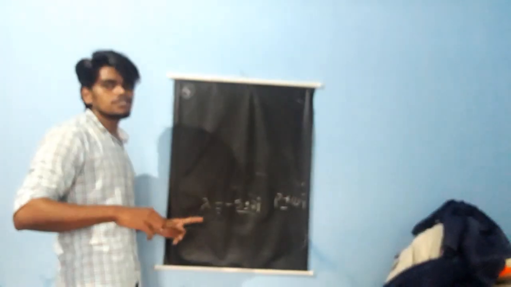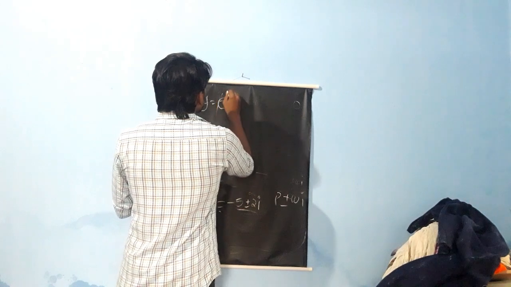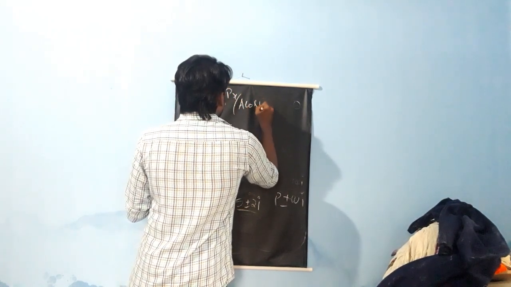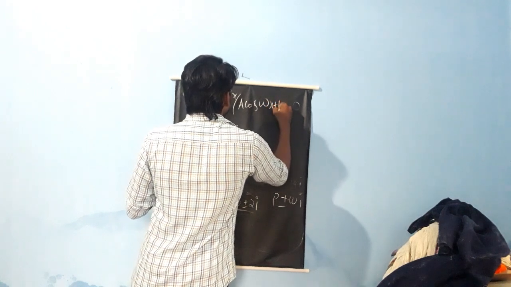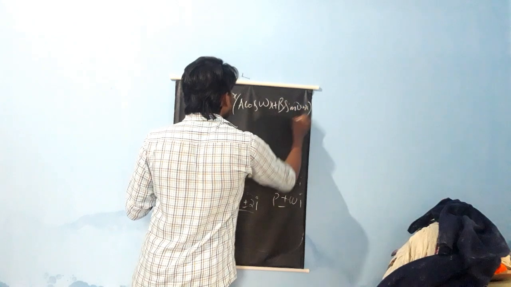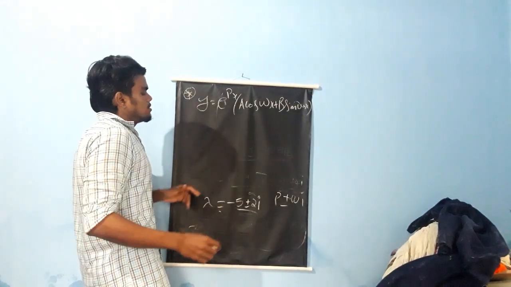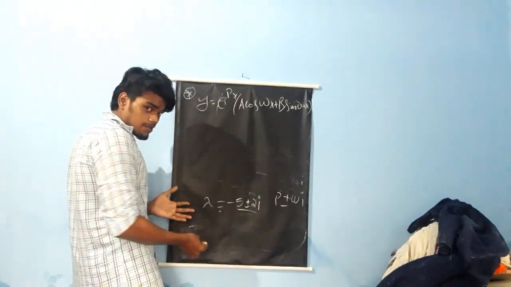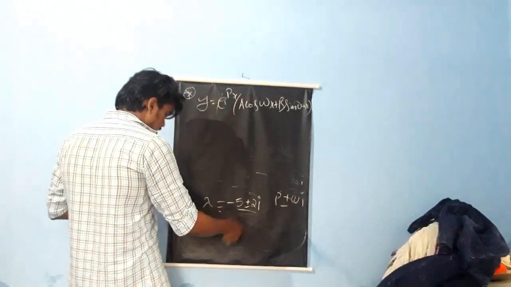So let's write the general solution equation. So y is equal to e raised to px, a cos omega x plus b sin omega x. Here a and b are arbitrary constants. So let's write this p and omega in our given differential equation, which is minus 5 and 2.